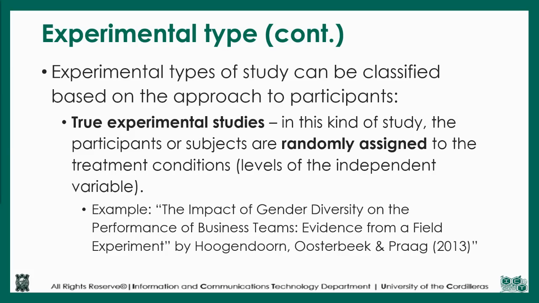So the first type of experimental study is what we call the true experimental study. So in this case, the participants or subjects are randomly assigned to the treatment conditions, the levels of the independent variable. So here, we try to see how our participants or subjects will react when they are placed in different situations or different scenarios. An example is, let's say, a work environment.